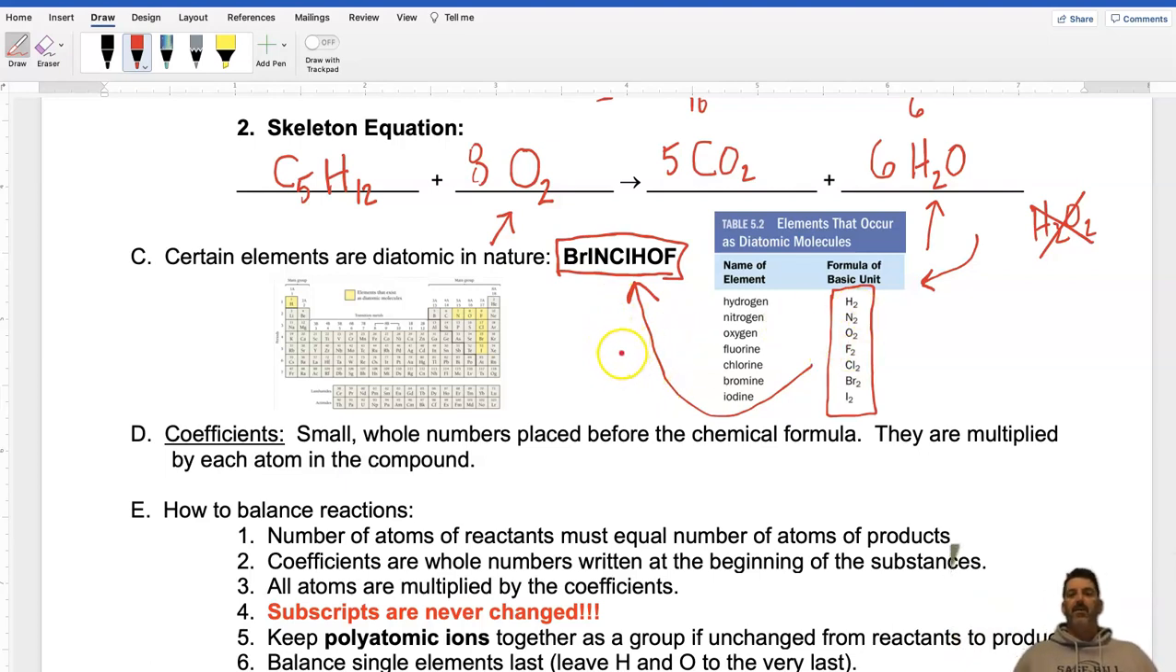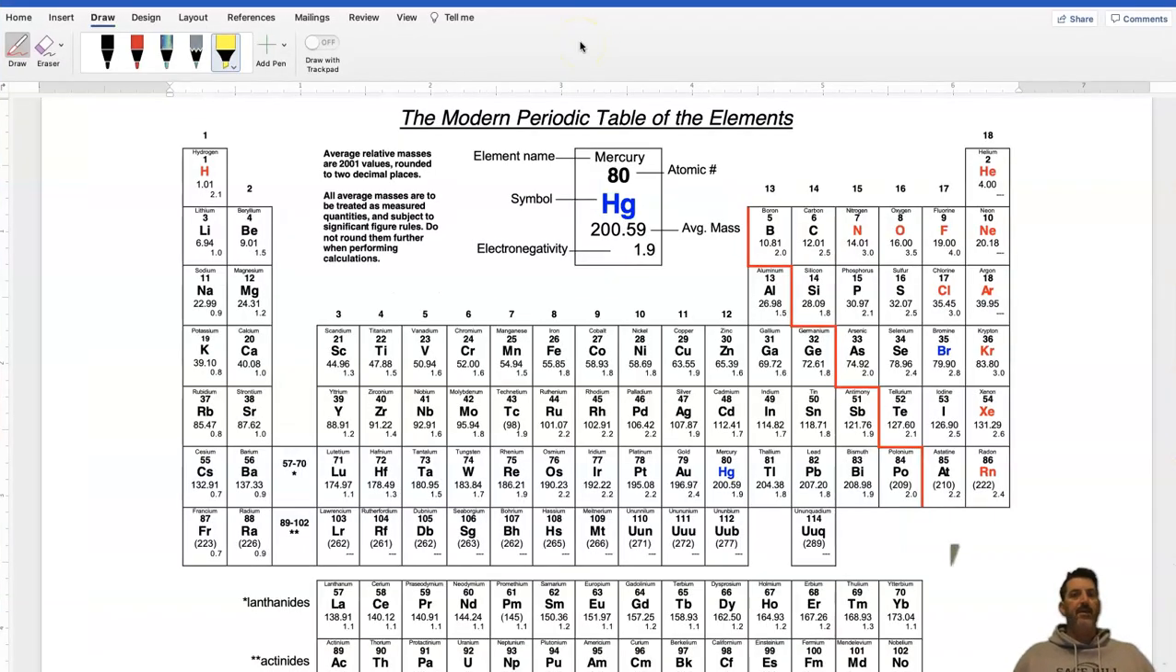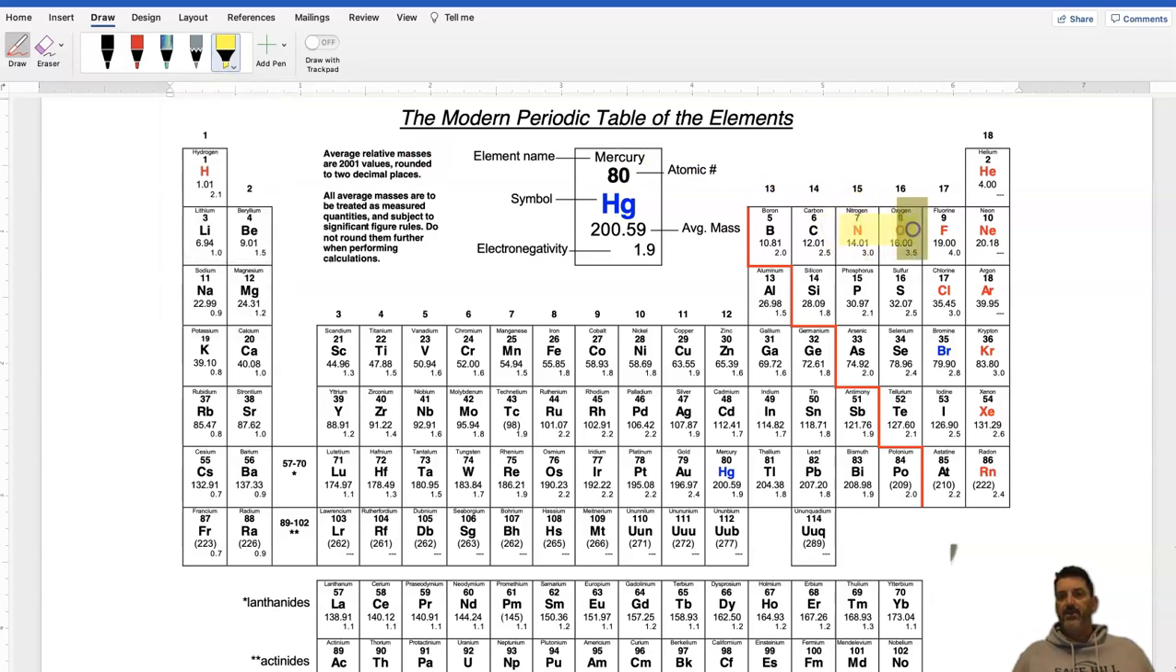Okay. Now, if you don't want to remember Brinkelhoff, you can go to your periodic table and you can just remember that there are 7 of them. And then you can come over to the number 7 on the periodic table and notice that they are all connected together on the periodic table. Okay, so there's nitrogen, oxygen, fluorine, chlorine, bromine, and iodine.